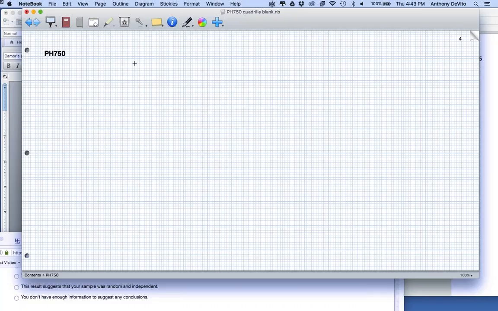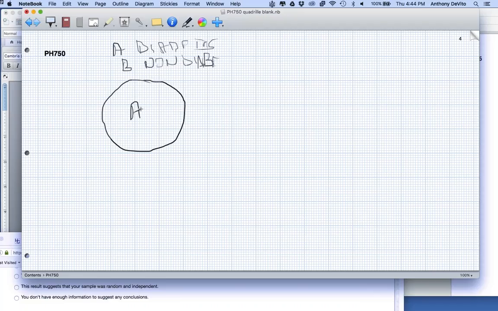Let's make a Venn diagram right here. Let's say that A represents diabetics and B represents non-diabetics. So I could represent that as, say, this area here represents people that are diabetic, and this area here represents people that are not diabetic. Now, they don't overlap, do they? No. They're independent. They're exclusive. In other words, you're either diabetic or you're not diabetic.